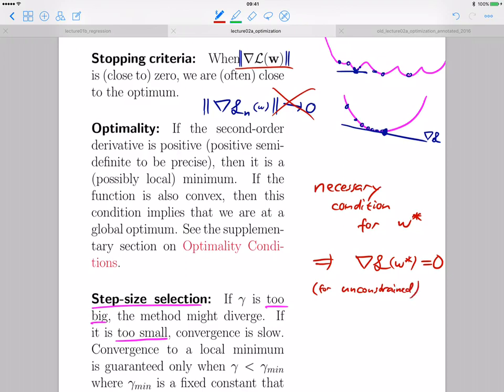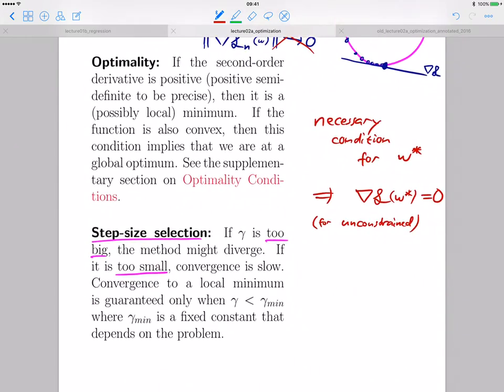If it's 0, it doesn't mean that it's strictly optimal. But if it's optimal, then for sure this is going to be 0, because you see it here. That's a point which had 0 gradient, and if it's convex, then it's actually giving you much more useful information. But again, it's not sufficient.